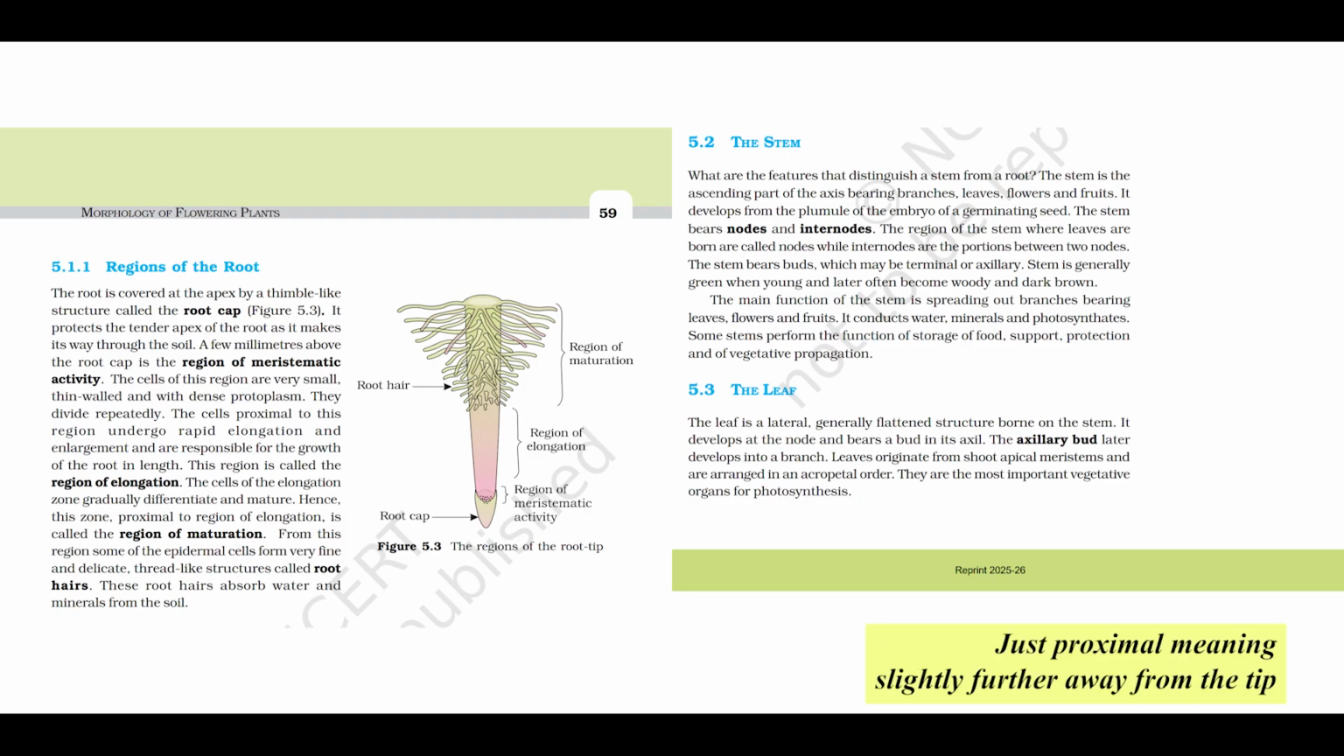Just proximal, meaning slightly further away from the tip, to this meristematic region, lies the region of elongation. Here, the cells that were newly formed in the meristematic zone undergo rapid elongation and enlargement. They absorb a lot of water and expand significantly. This increase in cell size and length is primarily responsible for the growth of the root in length. It's this region that truly pushes the root deeper into the soil. So the pushing comes from cell stretching, not just division. That's right, primarily stretching here.